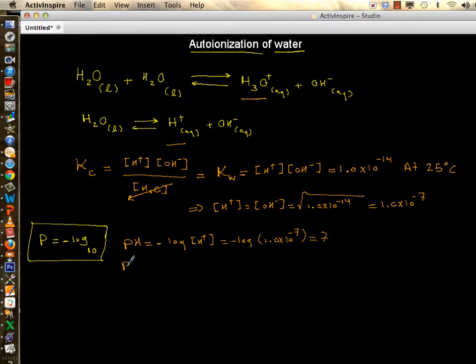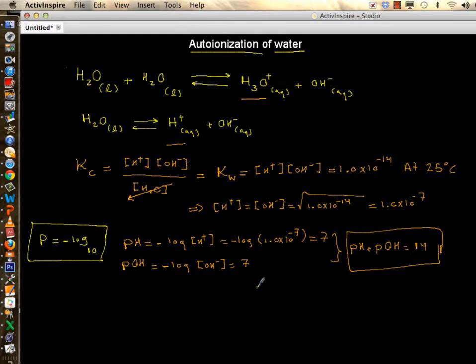Now same thing with pOH. pOH is another complementary quantity. For every H that you have in this system, you have an equal amount of OH in pure water. And it's the negative log of OH minus, and it happens to be 7. Now if you add pH plus pOH, you always get 14, whether you talk about pure water or acidic solution or basic solution. Of course, at 25 degrees Celsius.